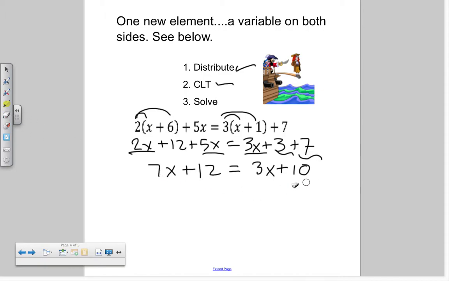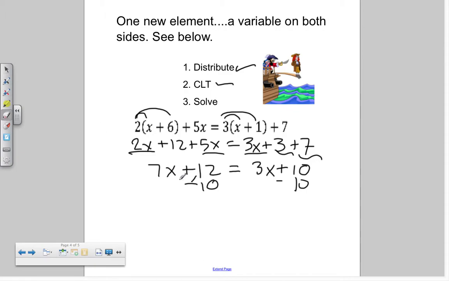Another thing I could do is I could subtract 3x over here and 3x over here, keeping it consistent and lining up my x terms. Or I could subtract 10 from both sides, which, let's see that one. Subtract 10 from both sides. And that would also keep things balanced.